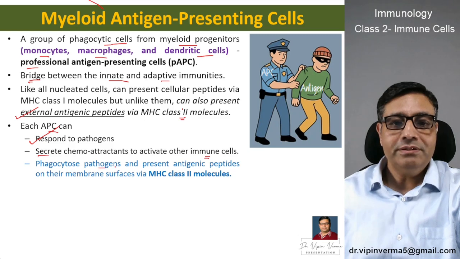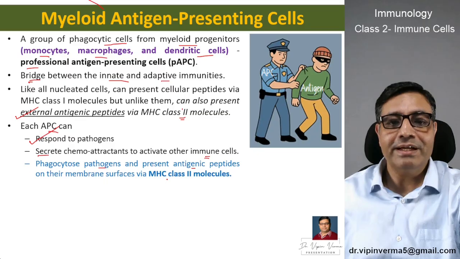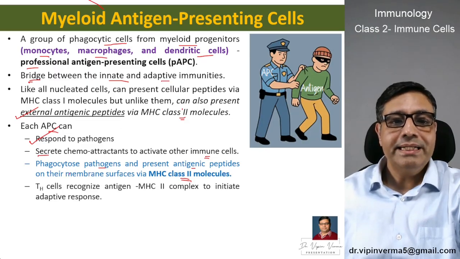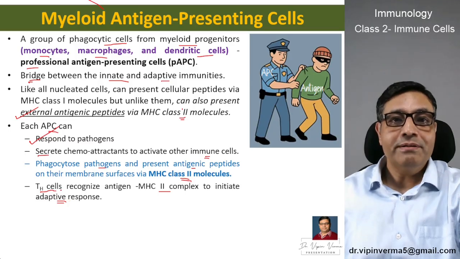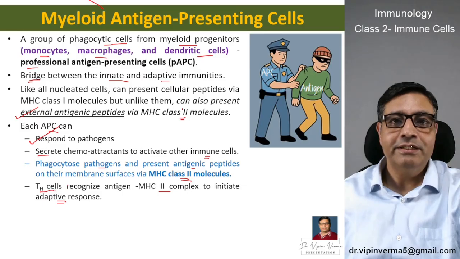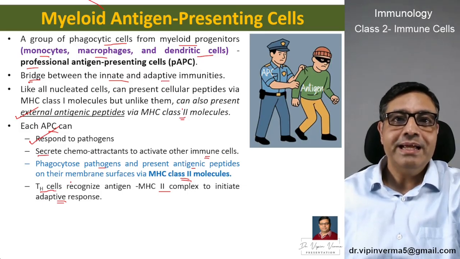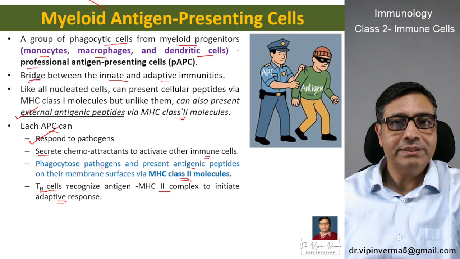They phagocytose pathogens and present antigenic peptides on their membrane surface via MHC class II molecules. And that's why they are called the professional antigen presenting cells. T helper cells recognize antigen MHC2 complexes to initiate an adaptive response. So you just saw that we have two subsets of T cells. One is the T helper cell and another is the T cytotoxic cell.